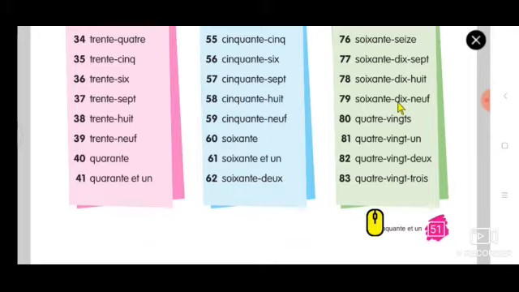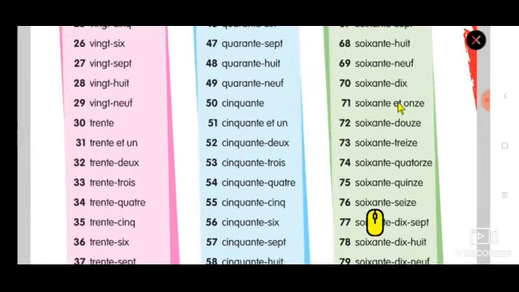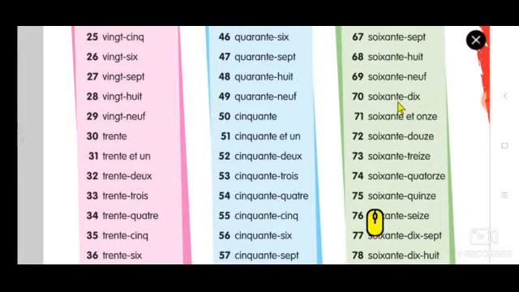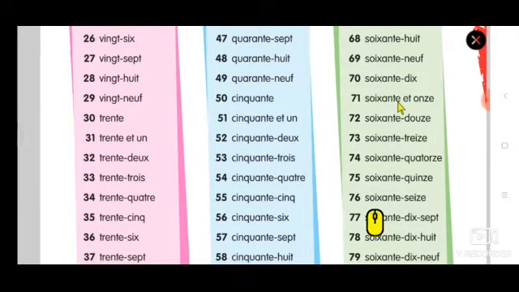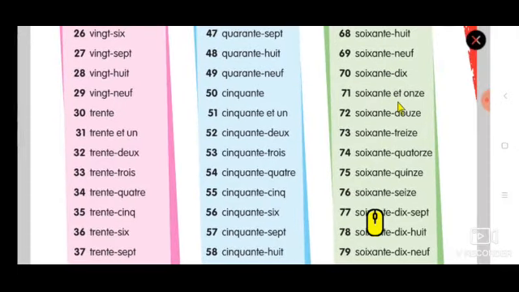Okay, 60 to 70, 70 alone there is a small change. See, 60 plus 10, soixante-dix. So 70 to 71, you must know 60. Okay, for 60 what it is, soixante.